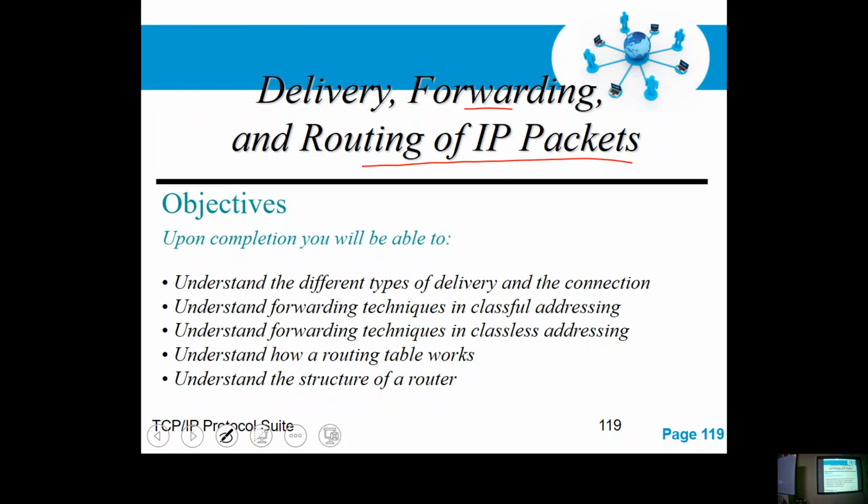About routing protocols, we will be discussing in unit 3, where we have unicast routing protocols, multicast routing protocols, like that. So we will see here what the different types of delivery are, depending on connection. Then what forwarding techniques we have in classful addressing, and in classless addressing. How a particular routing table works, and what the structure of a router is. These are the things we will be looking at in this topic.